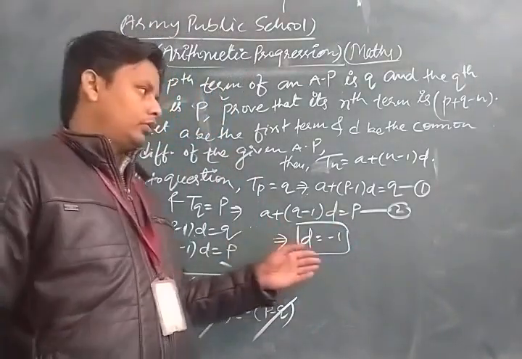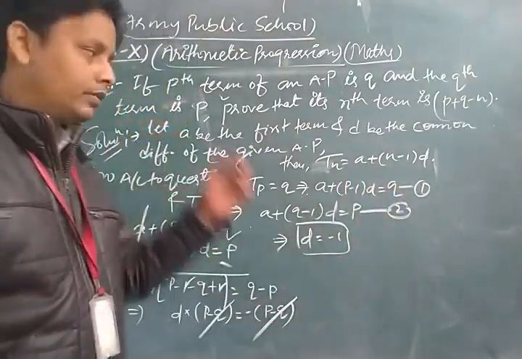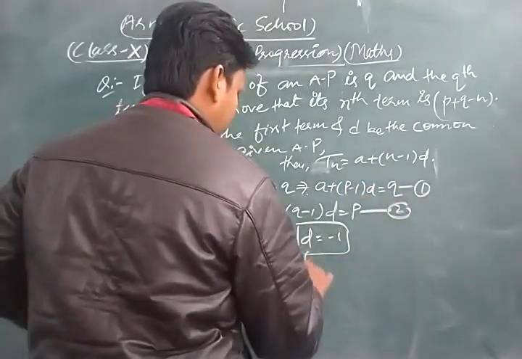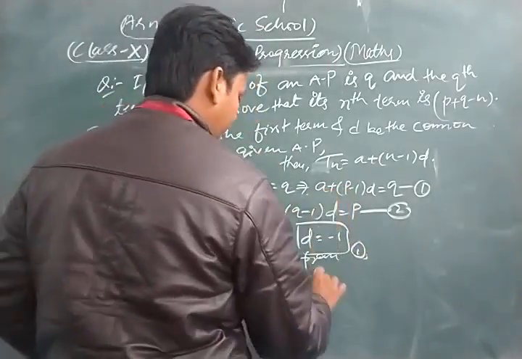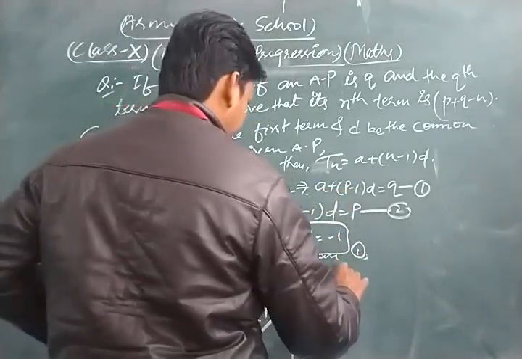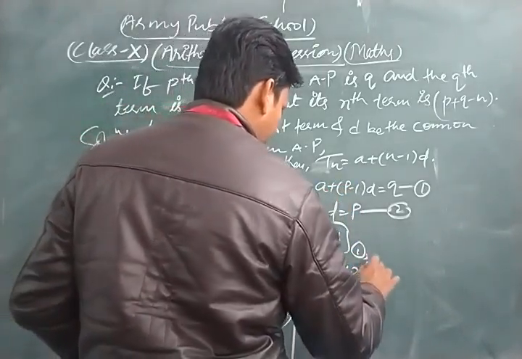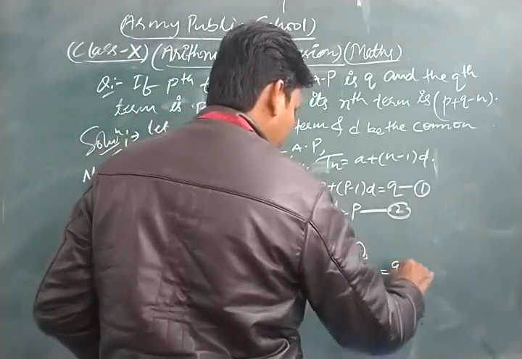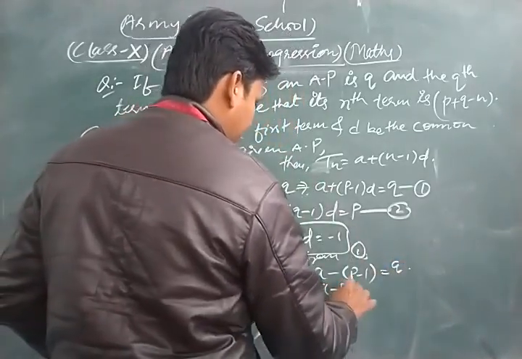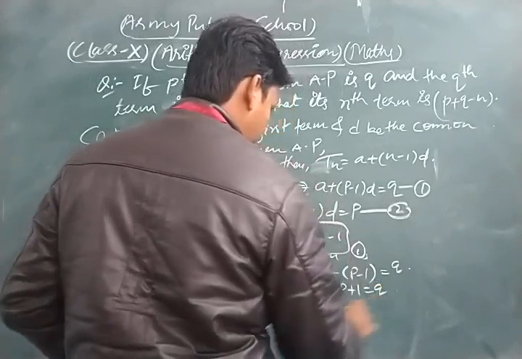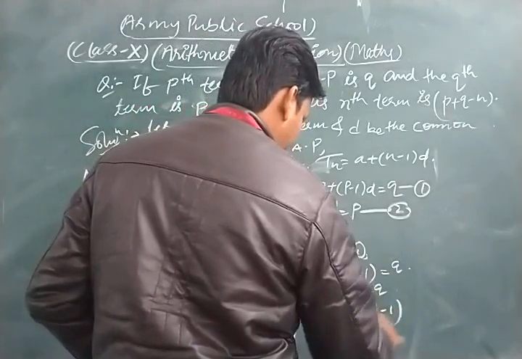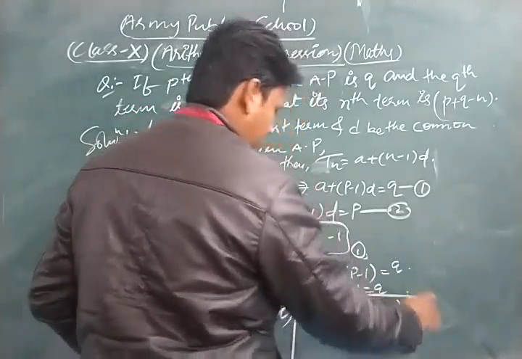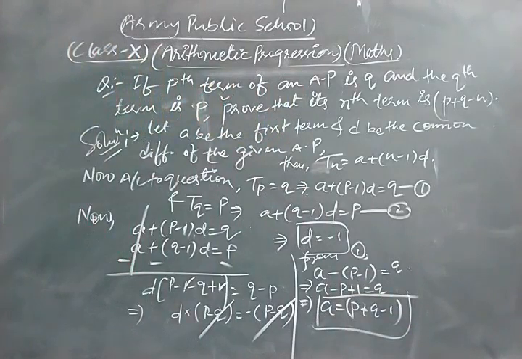First of all we found the value of D. Now we put the value of D in equation 1 or 2 to find the value of A. From 1, if we put D equal to minus 1, then A minus into P minus 1 is equal to Q. That is, A minus P plus 1 is equal to Q. Transferring to the other side, A is equal to P plus Q minus 1. So this is the value of A.